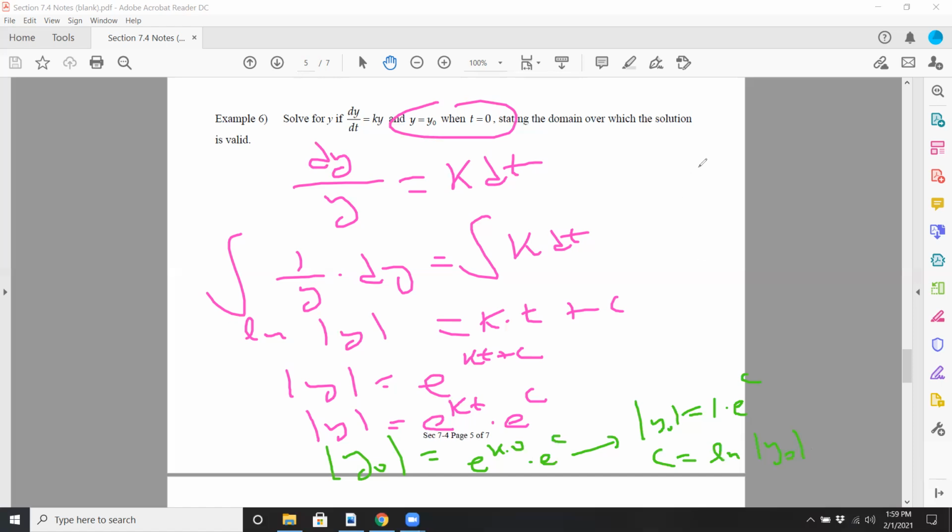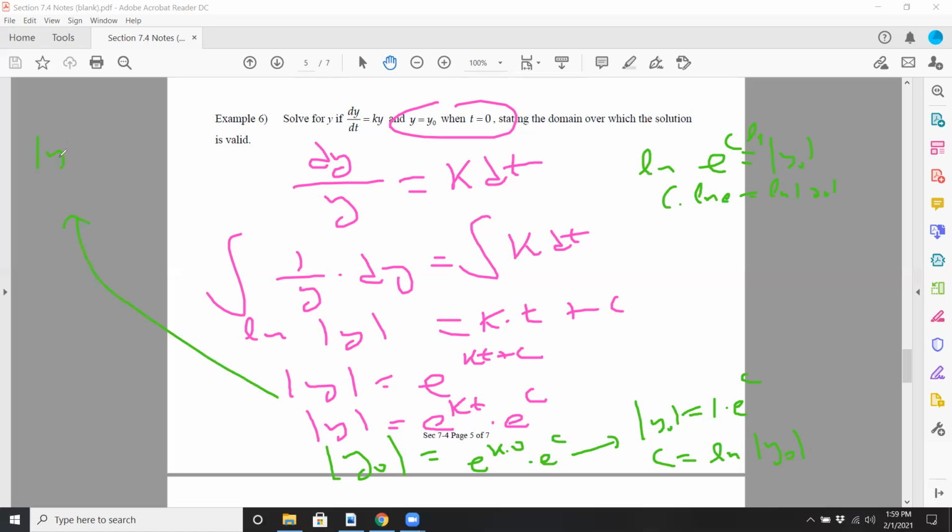The reason why that is true, because remember, e to the c equals this. So you take natural log of both sides. The c rolls to the front. You have c times natural log of e, which is 1, and you have natural log of absolute value of y sub 0.